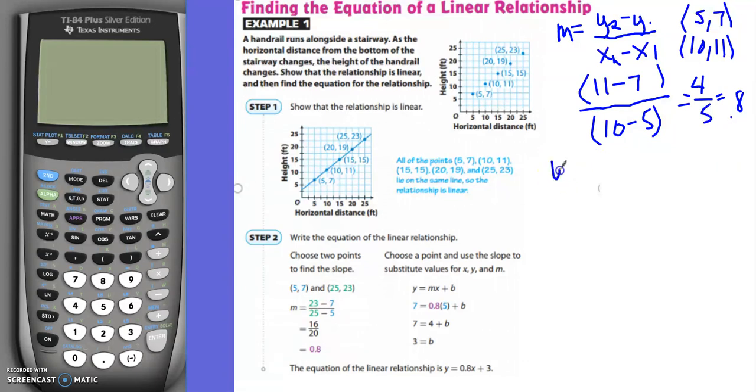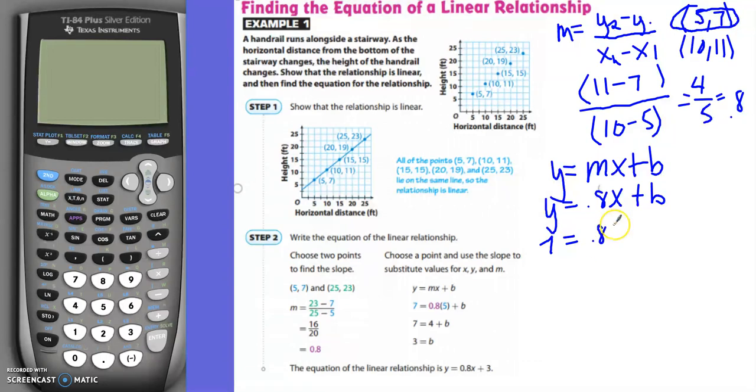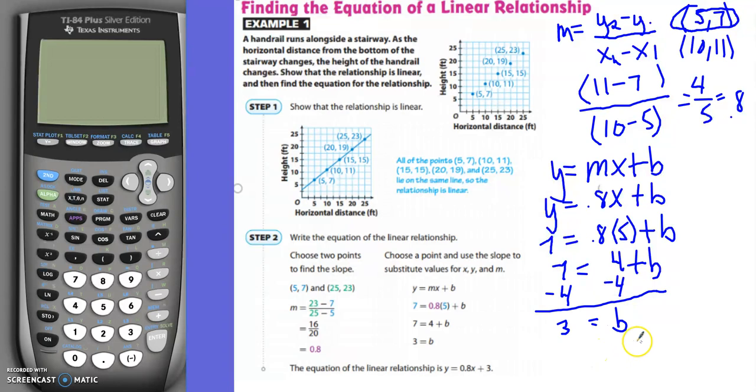Now, if we're going to write it in slope form, we have y equals mx plus b. We could say y equals 8/10 x plus b. We can take one of the ordered pairs, 5, 7, and plug it in. So 0.8 or 8/10 times 5 is 4. So 4 plus b equals 7. We're then going to subtract 4 from both sides. So b equals 3. When we write it in y equals mx plus b format, we have y equals 8/10 x plus 3. All right, let's look at number 1.